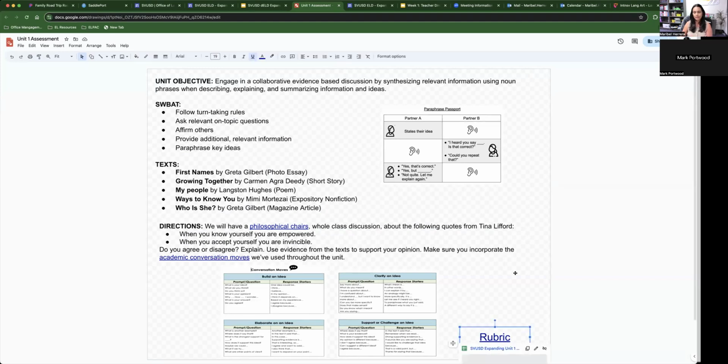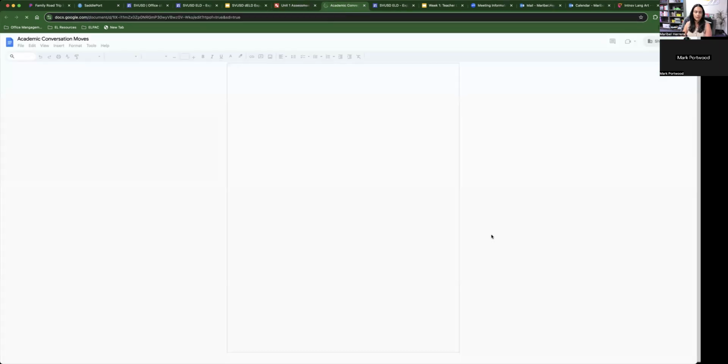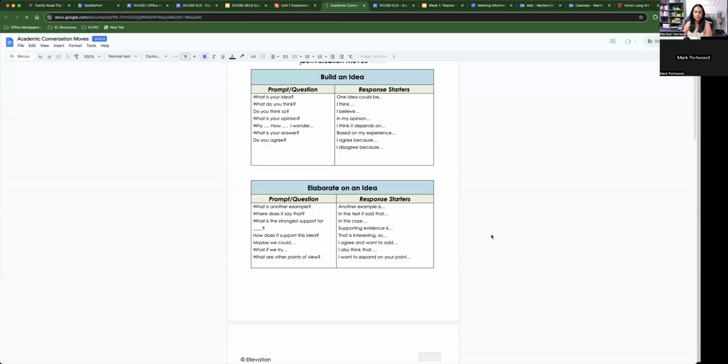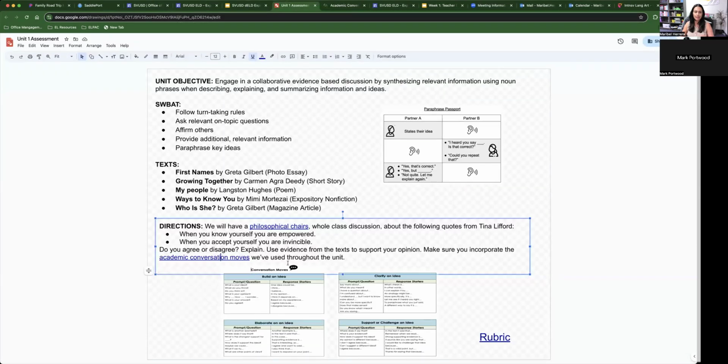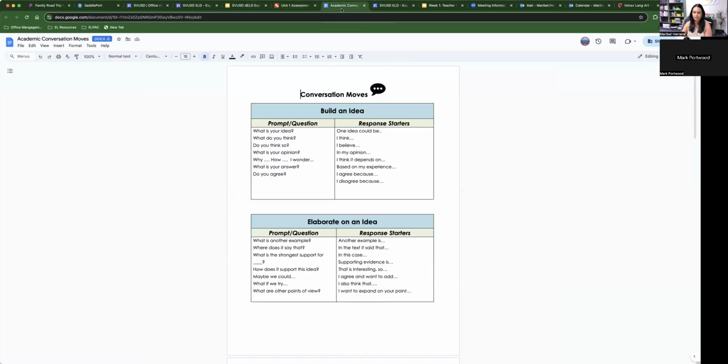Quick question there on the conversation moves. I love this stuff. Do we have resources at the district or at our site to print those in a big poster to hang around our room as we're practicing those conversation moves? A great idea. So I did link it here for you all, and there's an image there, but you do have access to the actual document.